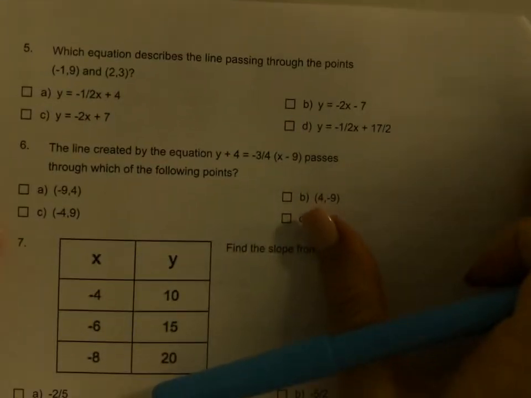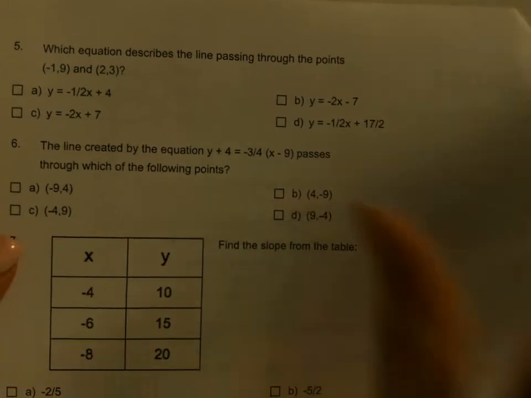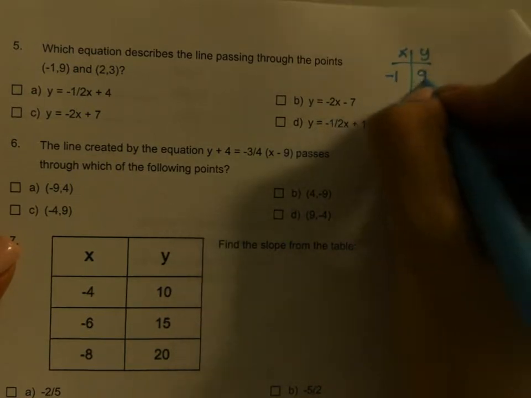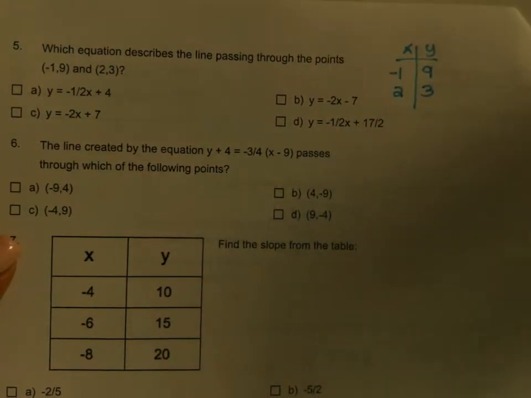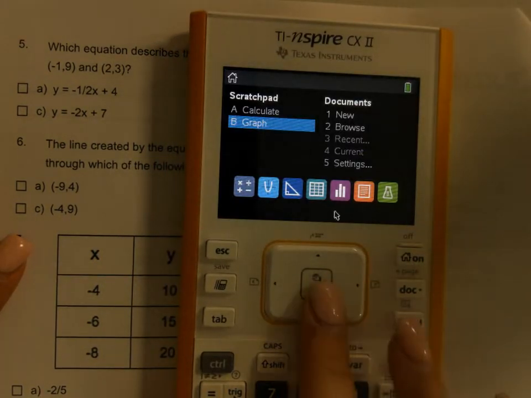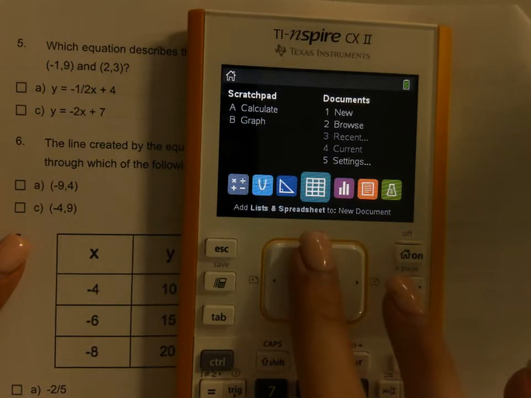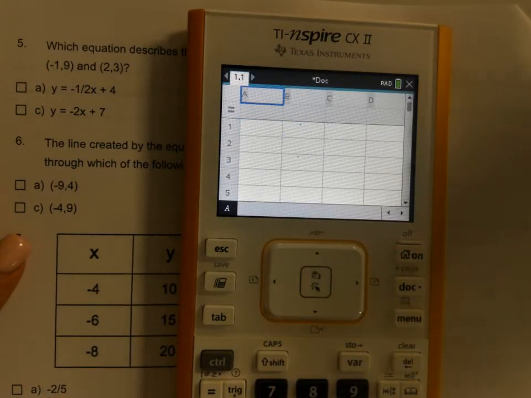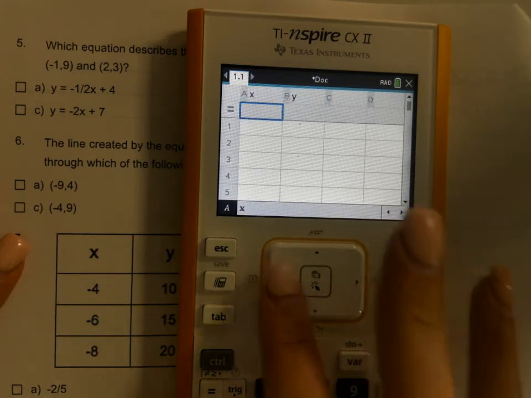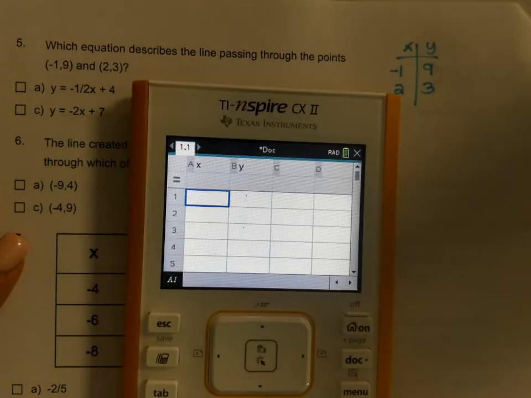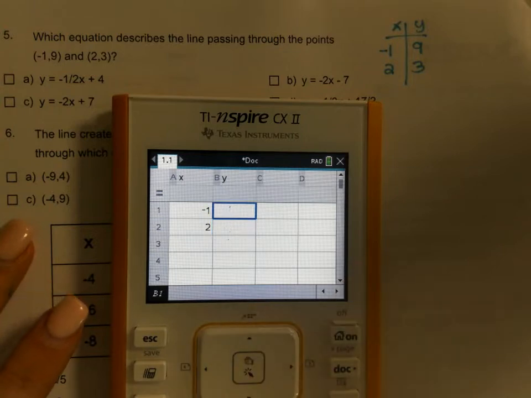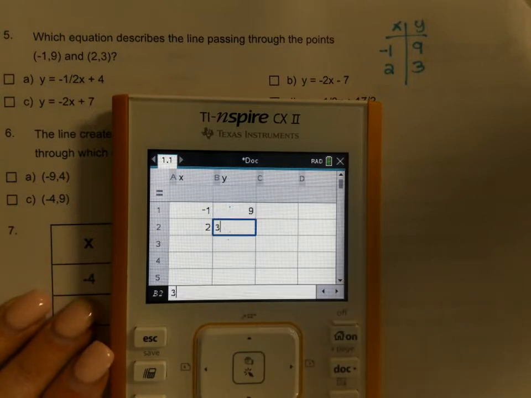Which equation describes the line passing through these 2 points? This could be a stat question. So we have the points negative 1, 9, and 2, 3. So I'm going to tell you how to do stat on our new calculator. So we're going to go back home, and we want a table. I'm going to define these as my x's and these as my y's. So when I'm typing in my points, I have negative 1 and 2, and then I have 9 and 3.